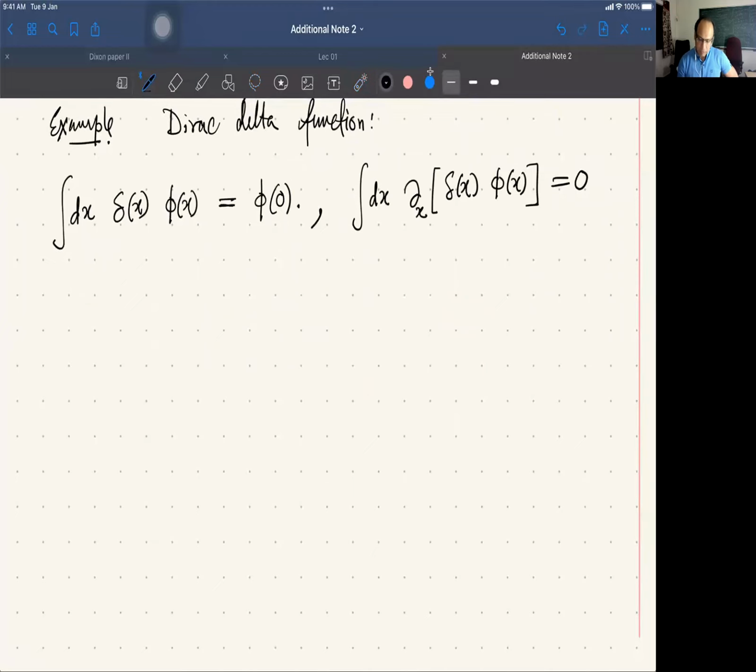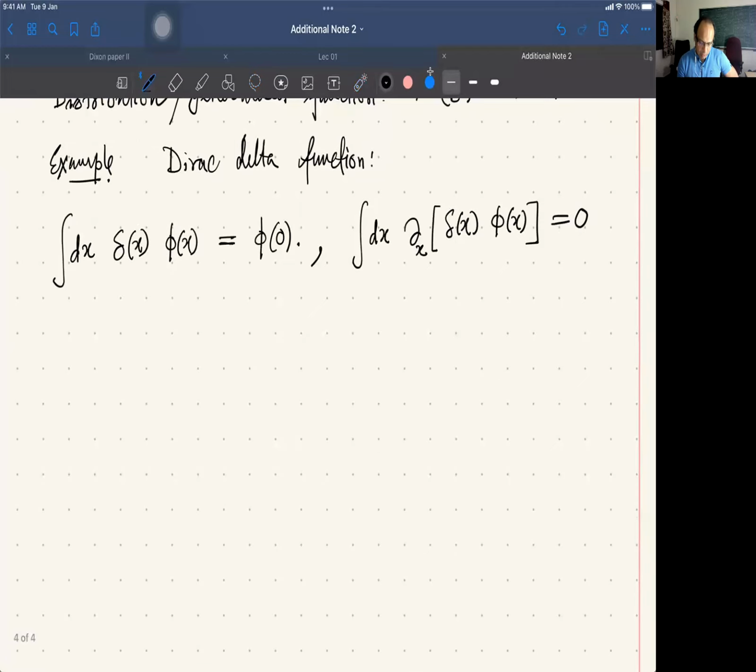Now, therefore delta(x) is a distribution. Now, derivatives of delta(x) are also distributions.